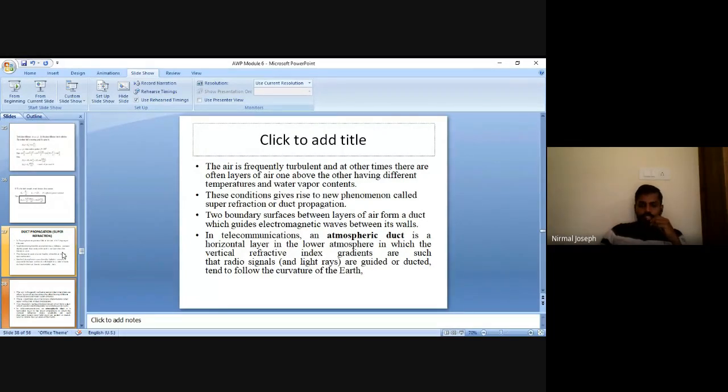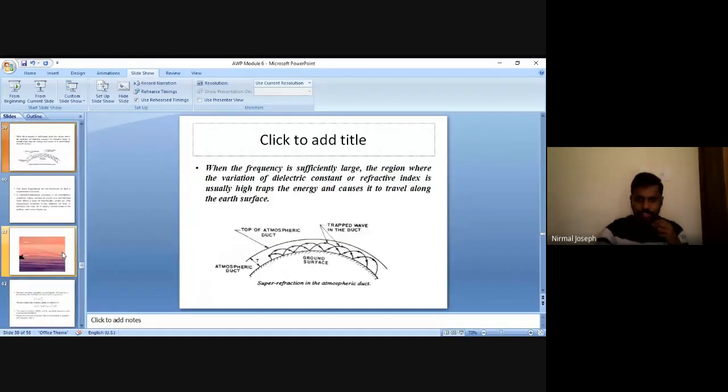That only is written in telecommunication. An atmospheric duct is a horizontal layer in the lower atmosphere in which the vertical refractive index gradients are such that radio signals are guided or ducted and tend to follow the curvature of Earth. When the frequency is sufficiently large, the region where the variation of dielectric constant or refractive index is usually high traps the energy and causes it to travel along the Earth's surface.